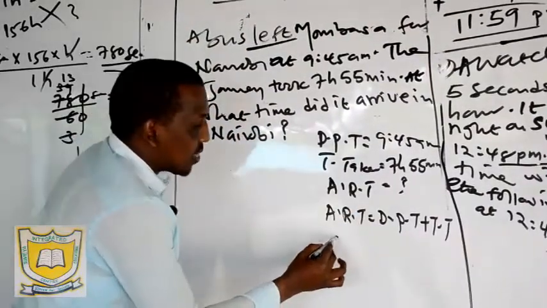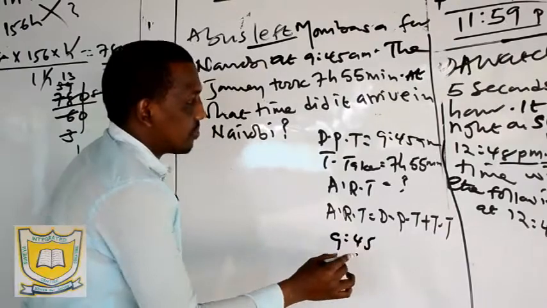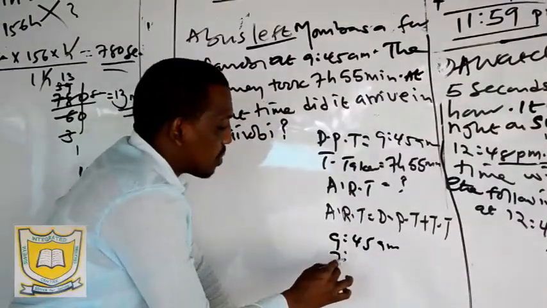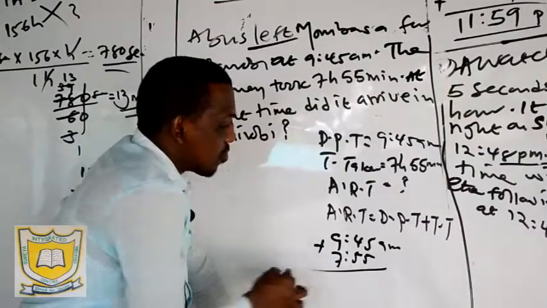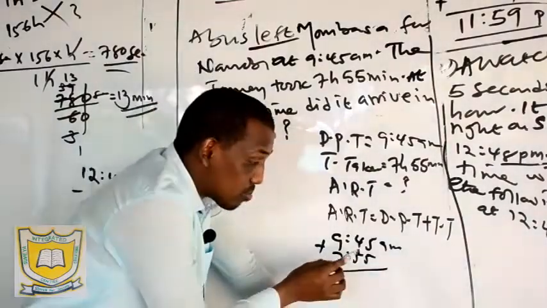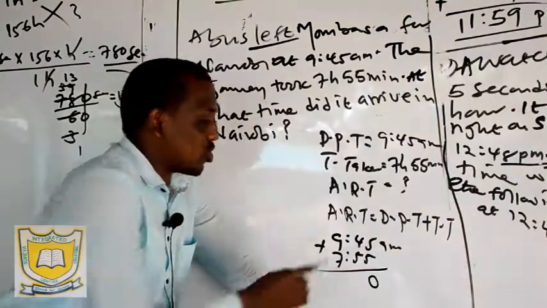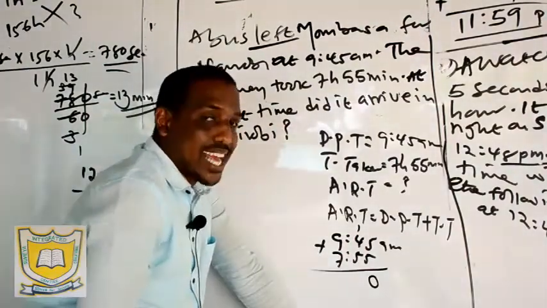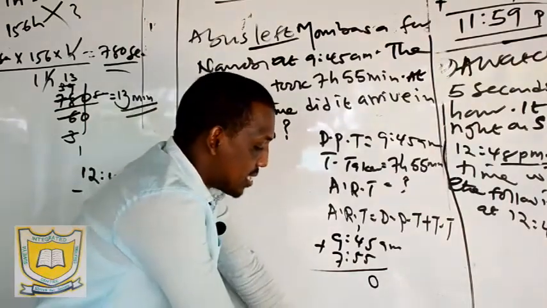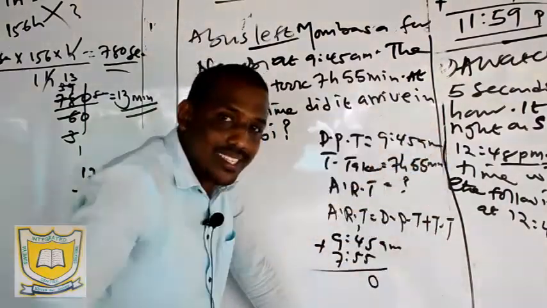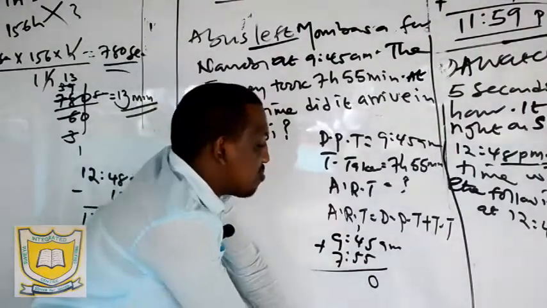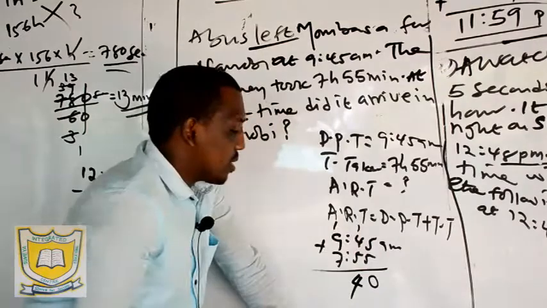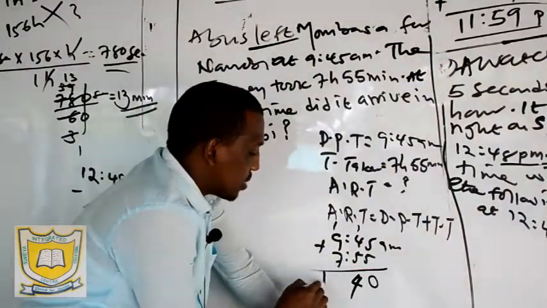Departure time, we have 9:45 a.m. And time taken, we have 7:55. We add. The adding has a problem also sometimes. 5 plus 5 is 10. We don't write 10 in the minute side. I said when it reaches 60, we subtract 60 and carry 1. So 5 plus 5, 10. 10 minus 6, 4, carry 1. Here will become 10. 10 plus 7, 17.